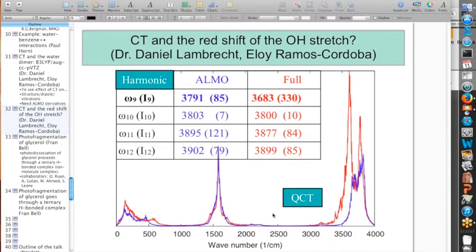And the picture down the bottom is the same thing, but lifting the harmonic approximation and doing instead quasi-classical trajectories. So you then see the ALMO spectrum in blue and the full one in red, and you see the pronounced red shift of that OH stretch and the intensity enhancement very, very clearly. So that's the second example.